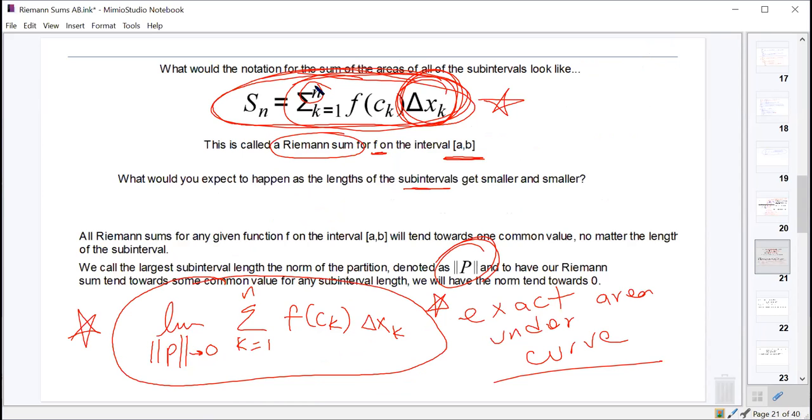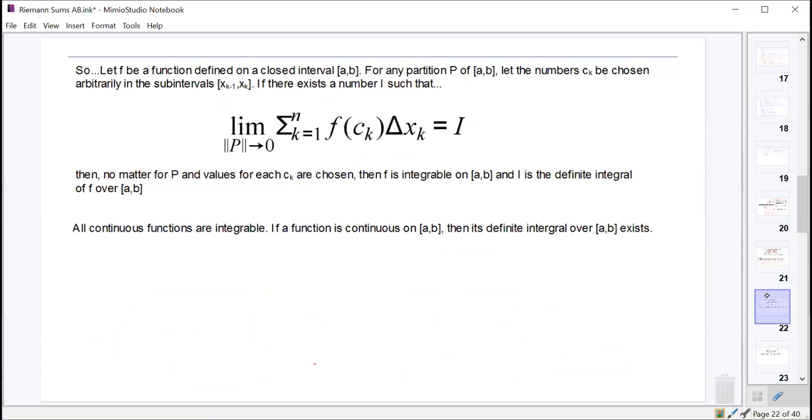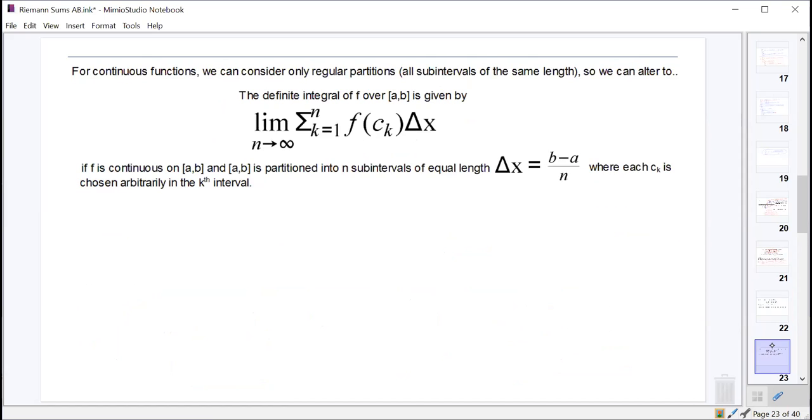How many subintervals do we want to have to get an exact area? Infinity. An infinite number. So we could just make n approach infinity. What we're going to do is change this into a limit as n approaches infinity of a new summation from k equals 1 to n of the heights.